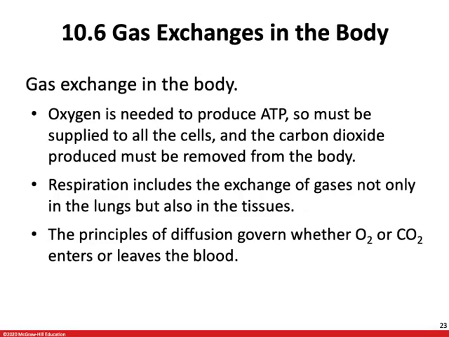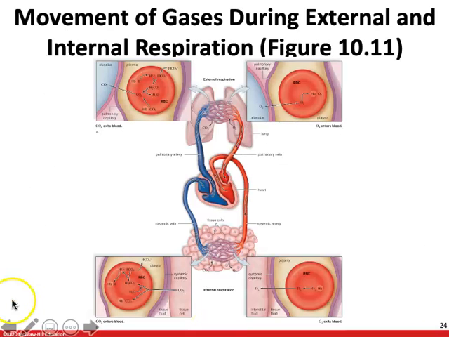And this is going to be ultimately governed by the principles of diffusion to determine whether or not oxygen or carbon dioxide are entering or leaving the blood. So here, for example, at the cellular level, we have carbon dioxide present. We have an abundance of carbon dioxide inside of the cell, so carbon dioxide is going to diffuse out of the cell and oxygen is going to diffuse in.